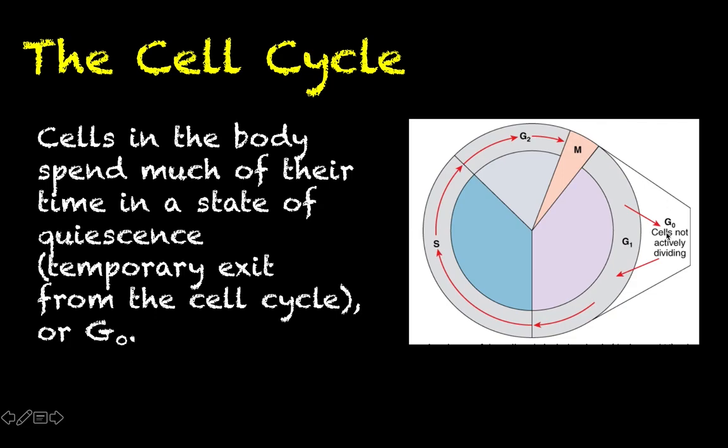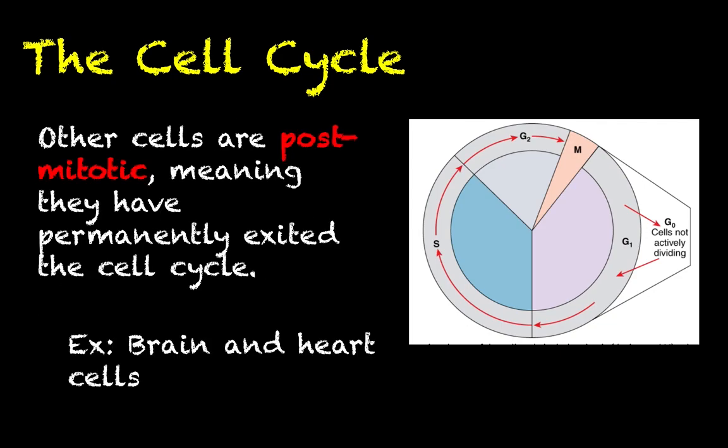This signifies a temporary exit from the cell cycle, but in many cases these cells can be induced to re-enter the cell cycle with proper stimulation, which is going to include things like growth factors, hormones, and things of that nature. A lot of other cells are actually what we call post-mitotic, meaning that they have permanently exited the cell cycle. Some good examples of these are brain and heart cells.